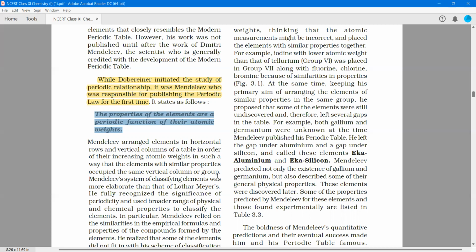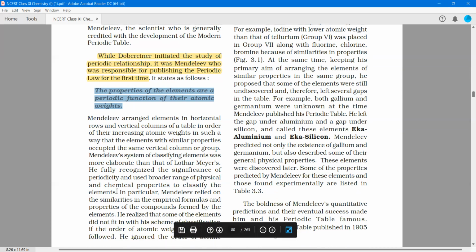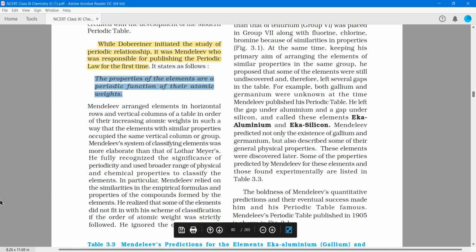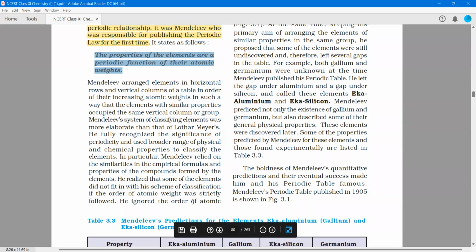So Mendeleev's system of classifying elements was more elaborate than that of Lothar Meyer's. He fully recognized the significance of periodicity and used a broader range of physical and chemical properties to classify the elements. मतलब कि उसने मेयर से बेहतर periodic table बनाया. In particular, Mendeleev relied on the similarities in the empirical formulas and properties of the compounds formed by the elements. He realized that some of the elements did not fit in with the scheme of classification if the order of the atomic weight was strictly followed.